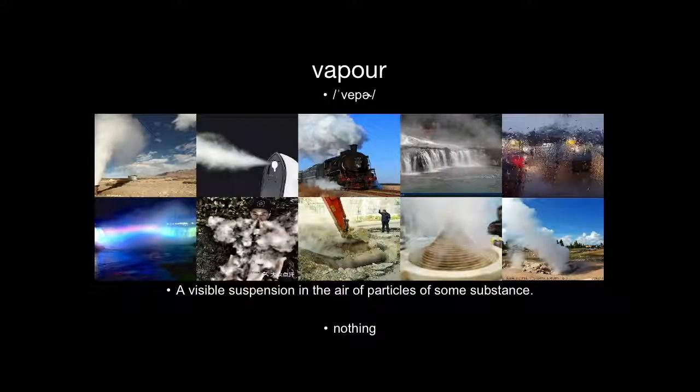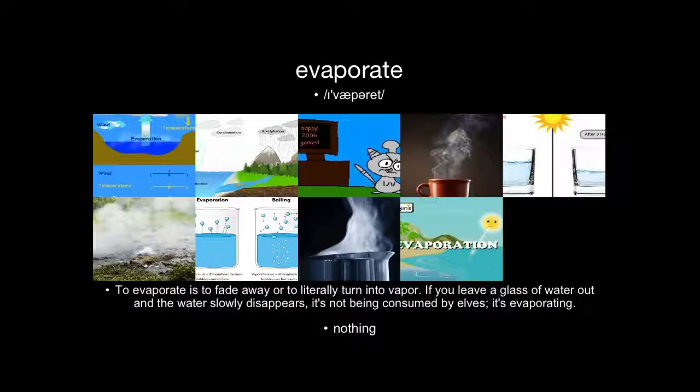Vapor, a visible suspension in the air of particles of some substance. Evaporate. To evaporate is to fade away or to literally turn into vapor. If you leave a glass of water out and the water slowly disappears, it's not being consumed by elves, it's evaporating.